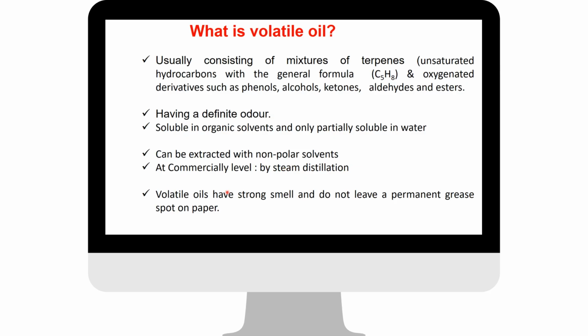If you talk about the properties, volatile oils have a strong smell and they do not leave a permanent grease spot on the paper. So once we talk about volatile oil, it will have a strong smell, odor, but it does not leave any permanent spot on the paper. But fixed oils can leave the spot. So this is also the difference between fixed oil and volatile oil. So this is a brief about the properties and other things about the volatile oils. So let's move.